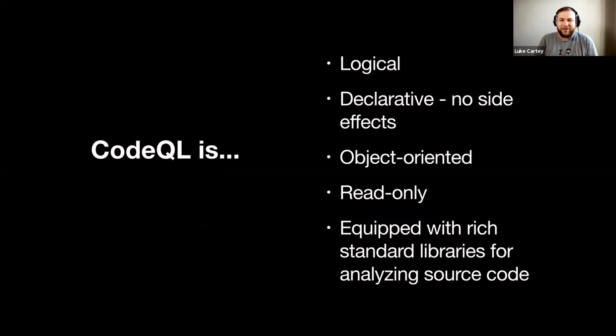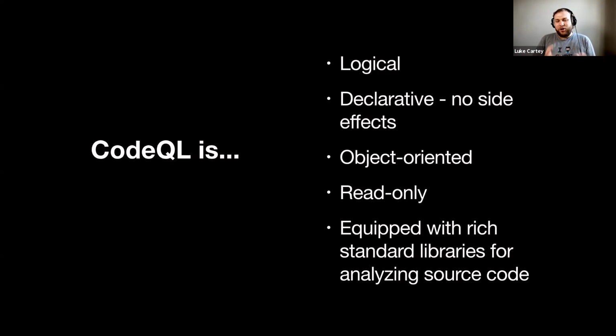Second, it is declarative, which means that the order in which you specify the conditions does not matter, and that there are no side effects. Now, together, these features mean you can focus on describing what you want to find, not how you want to find it. Instead, what we do is we provide an advanced query optimizer which takes the high-level declarative CodeQL query and automatically compiles it to an efficiently executed form.